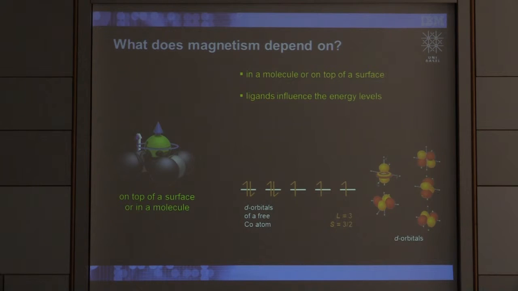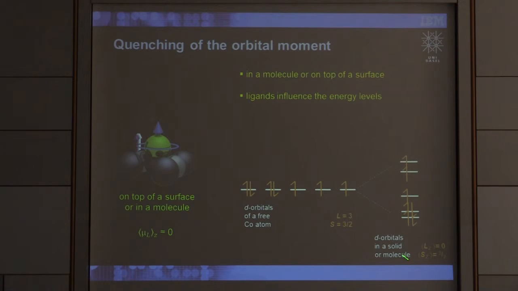All right, now if you place your atom on a surface, these ligands that are surrounding your atom influence these energy levels. And for example, you could think of it that these d orbitals won't have the same energy anymore because there are these blue atoms surrounding your atom. And that means your energy levels are split up into different states, which is equivalent to saying your orbital moment is quenched.